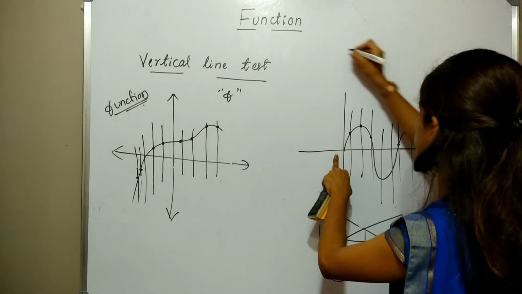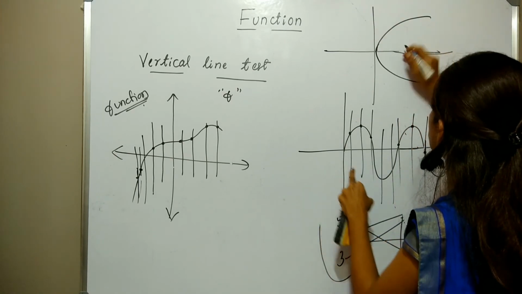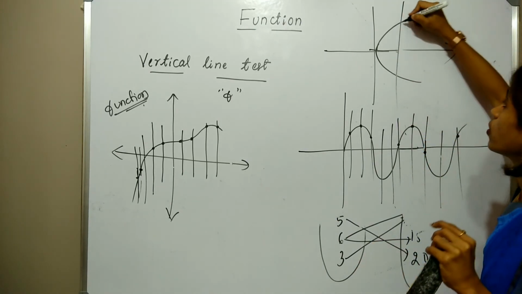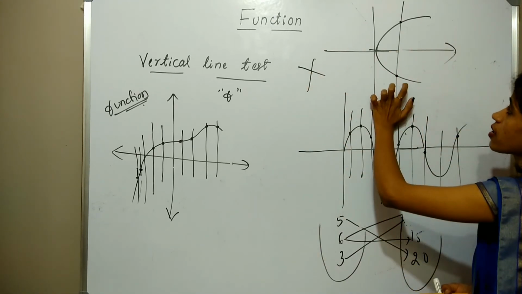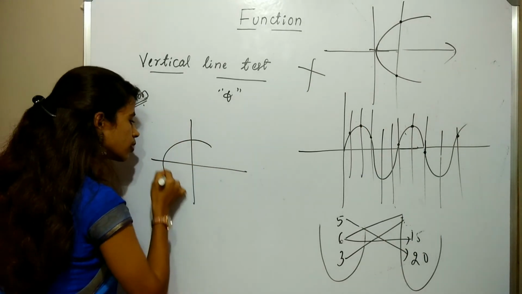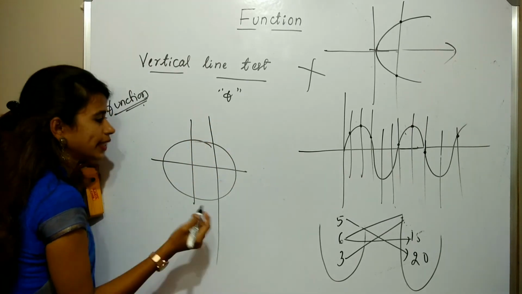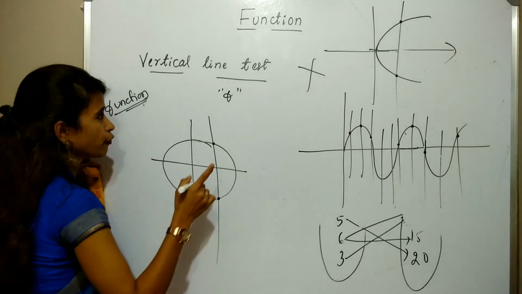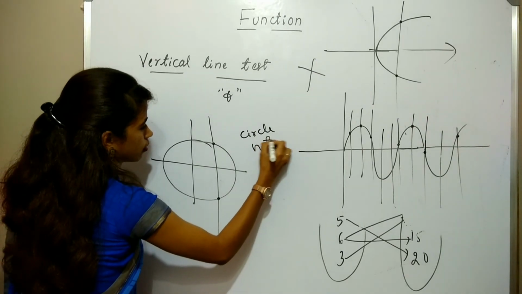Is it okay? If I take, say, a parabola, this is the x-axis. If I take a vertical line, then it touches at 2 points. So therefore, this is not a function. Okay. So this is not a function by the vertical line test. Take a circle. For this curve, if I draw a vertical line, it touches exactly 2 points. Okay. So by the vertical line test, the circle is not a function.